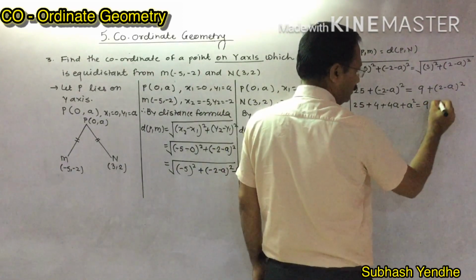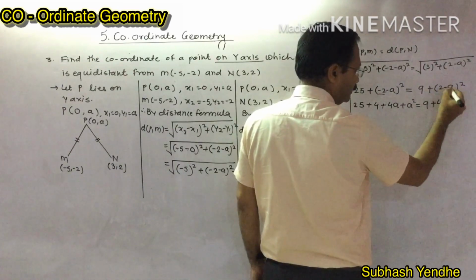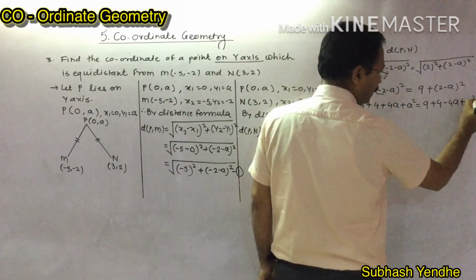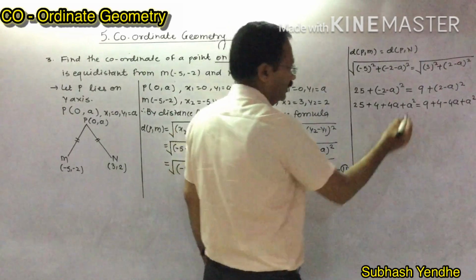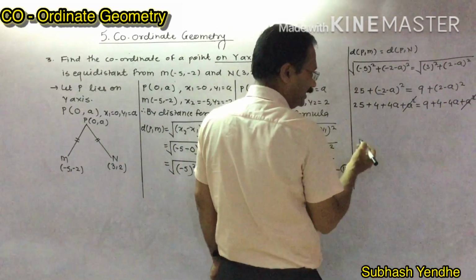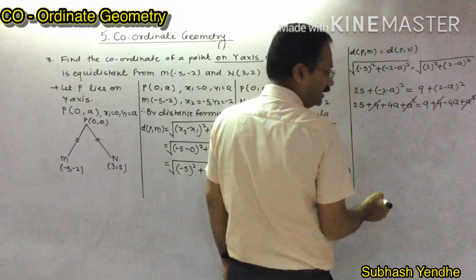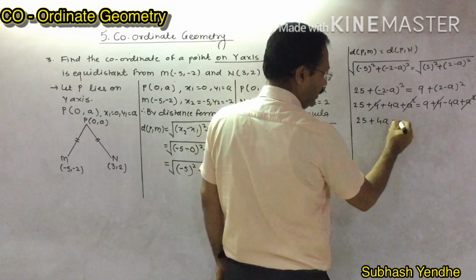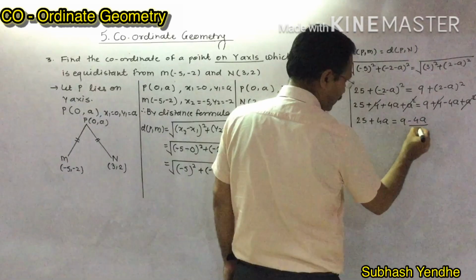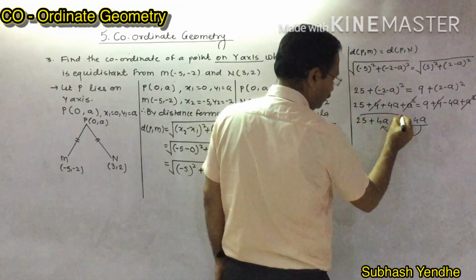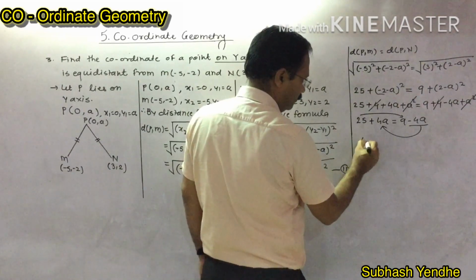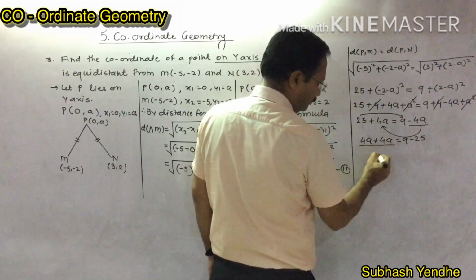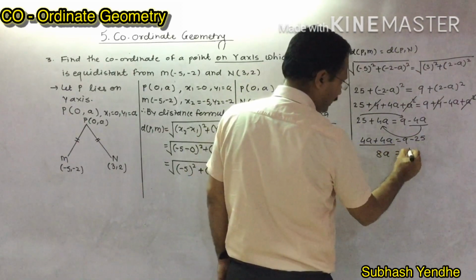Then first number square: 2 squared is 4. 2 into first into second: plus into minus is minus, so it will be minus 4a. And minus square is always positive, so a². The a² will be cancelled, then 4 and 4 will be cancelled. So the remaining is 25 plus 4a and 9 minus 4a. So minus 4a will come on this side and 25 goes on that side. So 4a plus 4a equals 9 minus 25. This will be 8a equals -16.